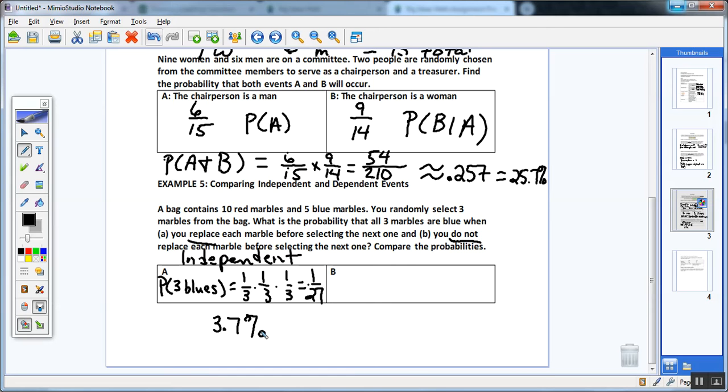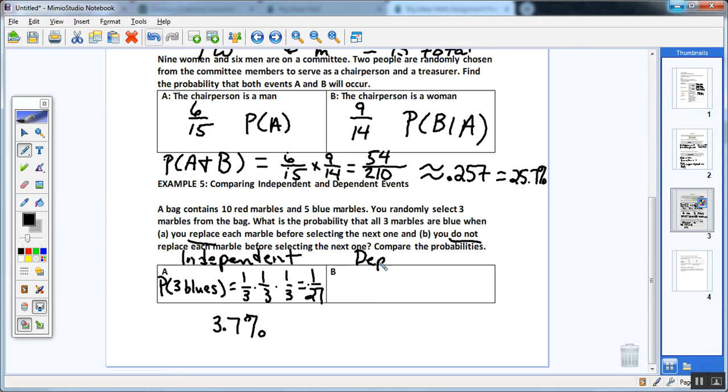Now, what's the difference in part B? You don't replace it. If I pull the blue one out, am I putting it back in on the next draw? Okay, so let's talk real quickly. The probability that we draw 3 blues without replacing them is what kind of an event, first of all, in event B?